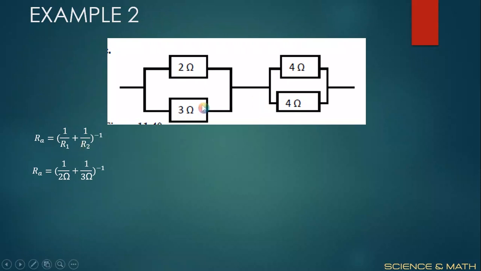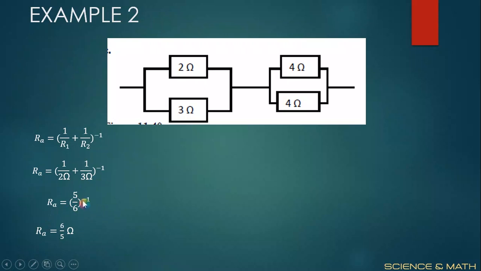Now let's calculate the total resistance of this section. We can call it A, right? So resistance of A will be 1 over R1 plus 1 over R2, and you raise that to the negative 1. Resistor 1 is 2 ohms, resistor 2 is 3 ohms. So we have RA equal to 1 over 2 ohms plus 1 over 3 ohms, raised to the negative 1. When you add these fractions, you're supposed to get 5 over 6, in ohms, right?